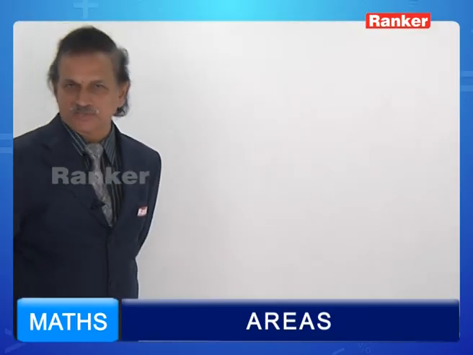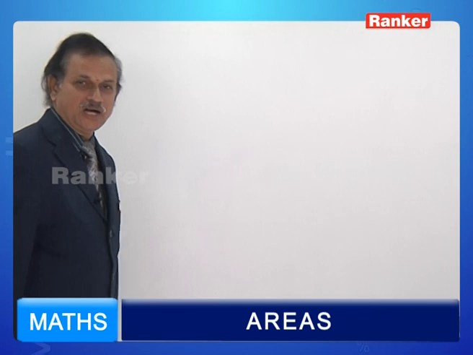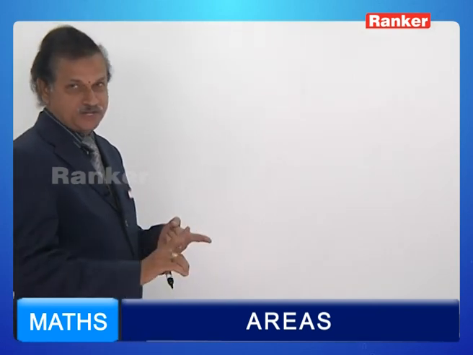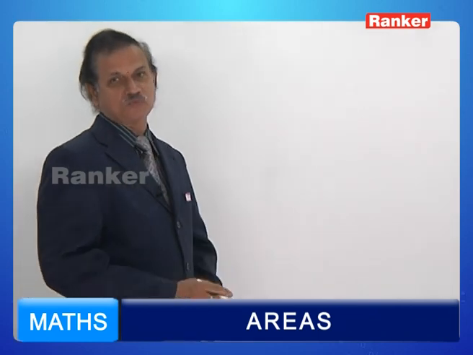The next question before us is, the area of the triangle formed by the tangent and a normal at a given point, say 1 comma root 3, on the circle x square plus y square is equal to 4.